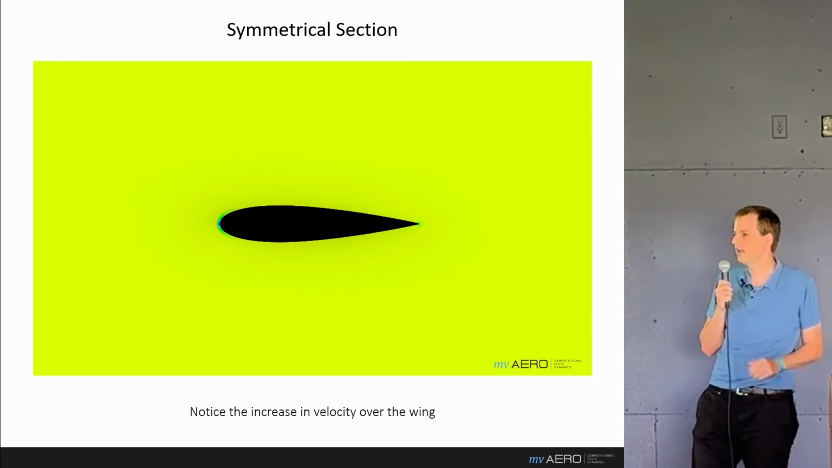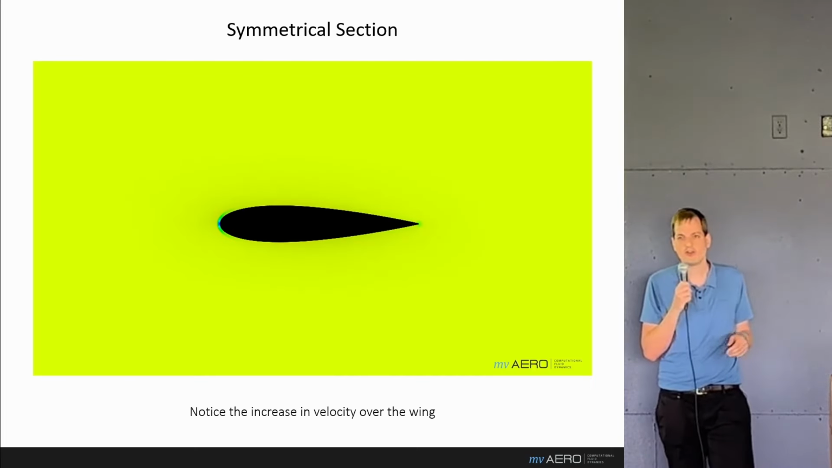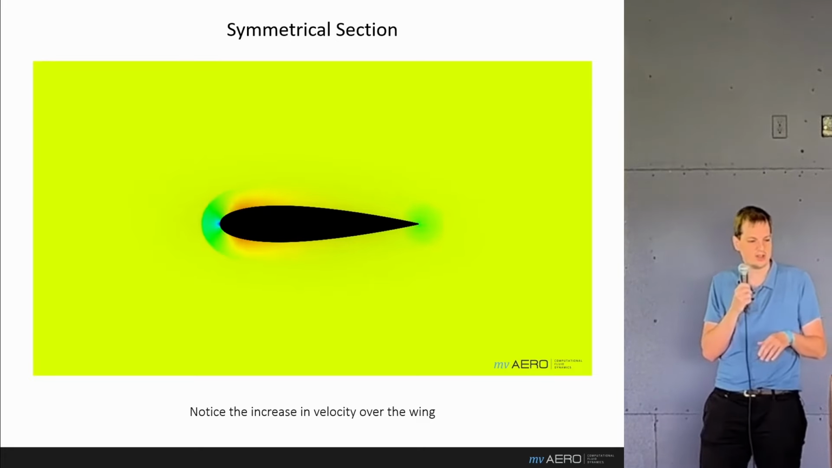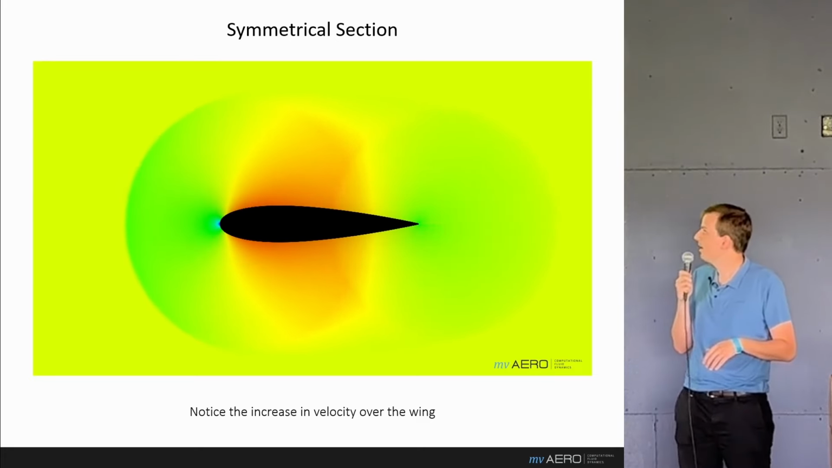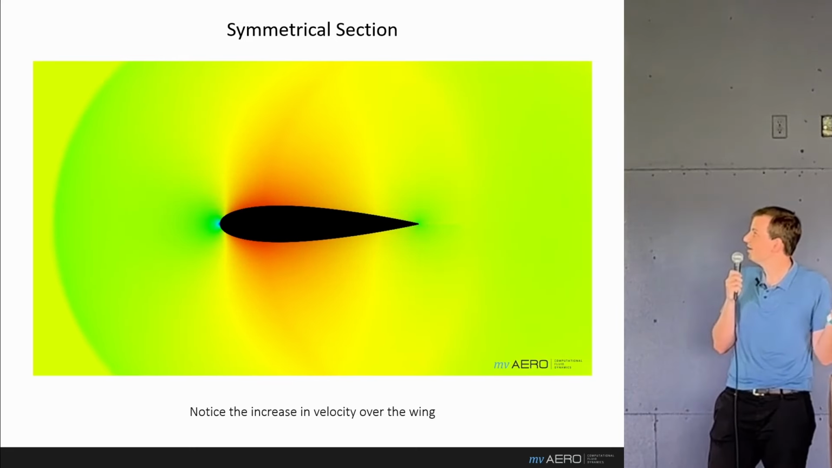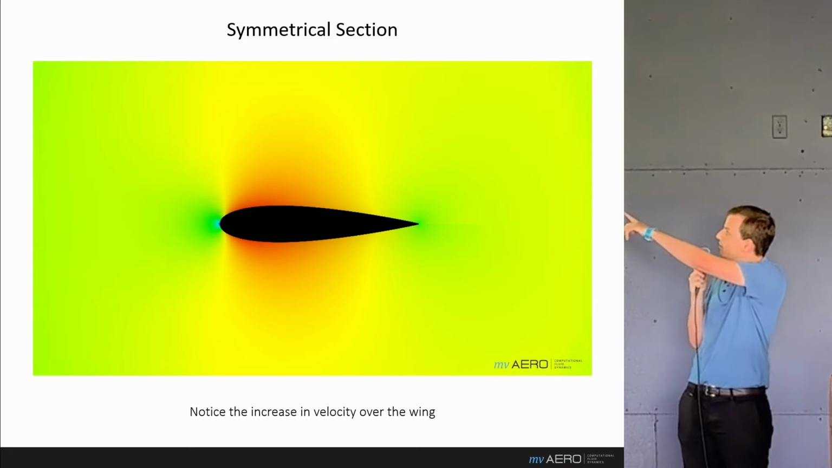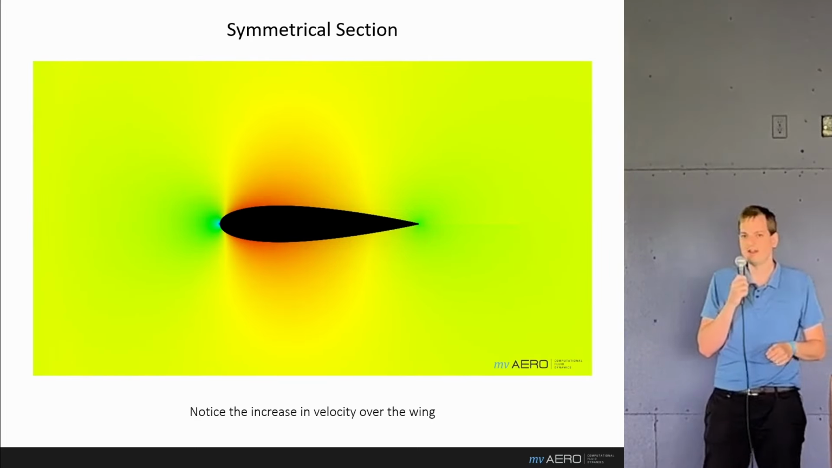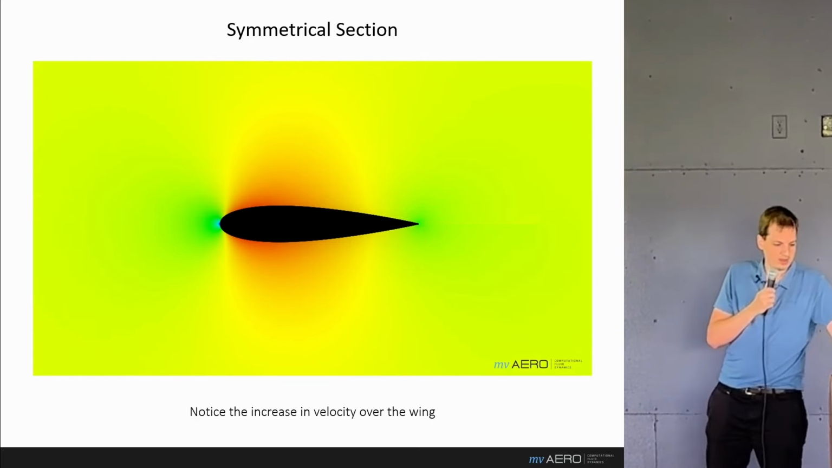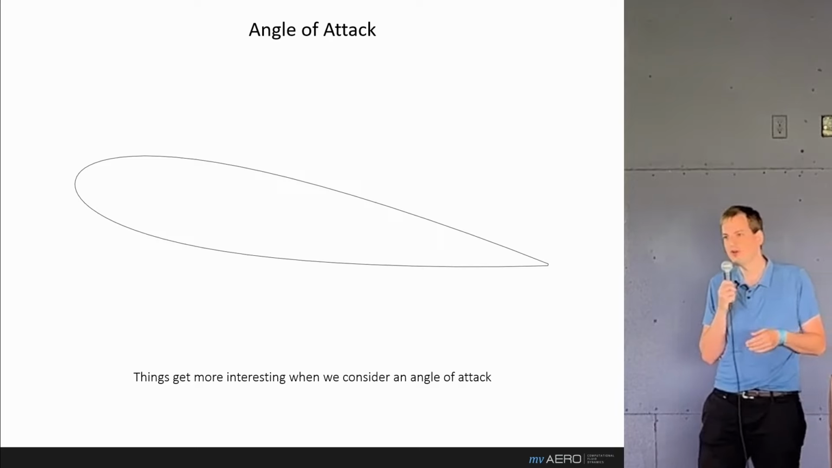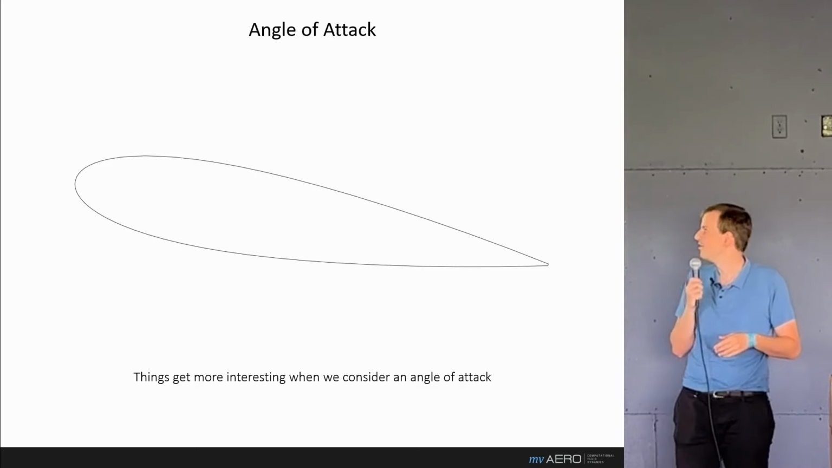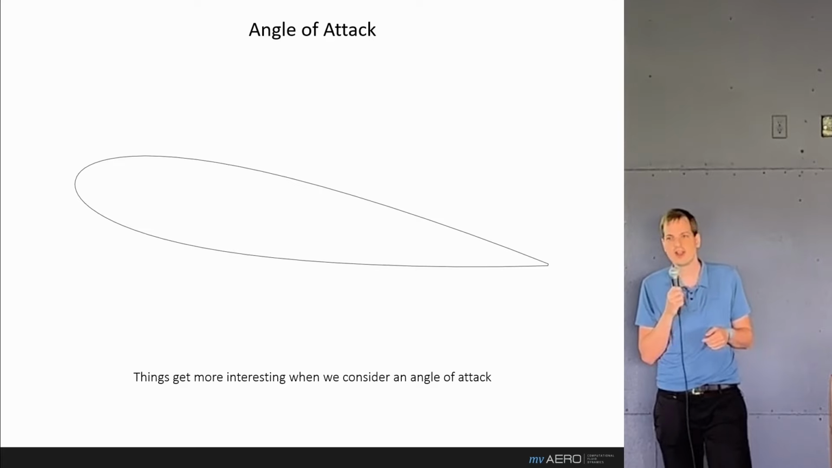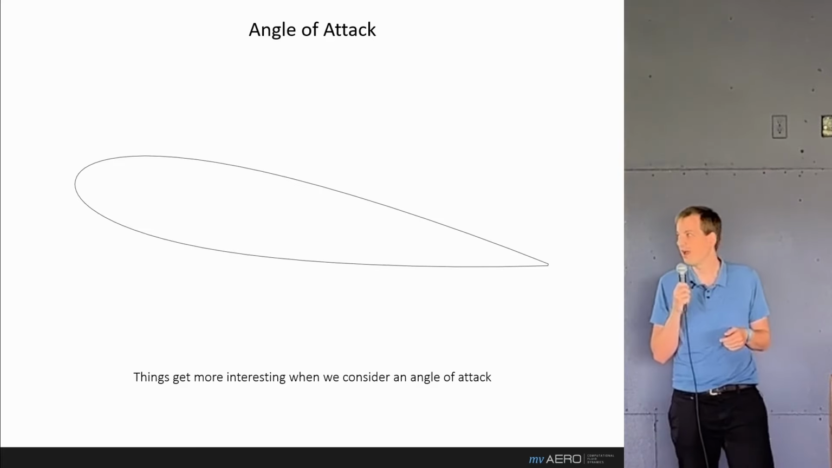Now we can look at the exact same simulation we've just seen, but now we're going to look at a velocity profile, a velocity color contour. And as we can see, we indeed slow down at the little blue dot, that's the stagnation point, and then accelerate over the airfoil. Now that's an airfoil with zero angle of attack and a symmetrical section, and things get a lot more interesting once we start to introduce angle of attack.